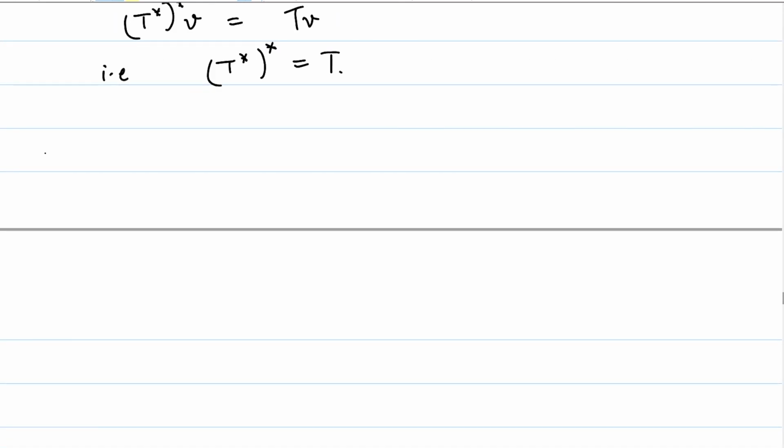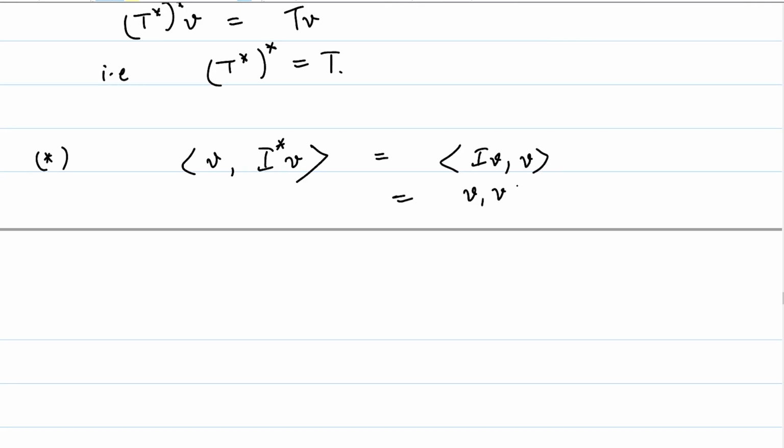Some more basic questions. What is the adjoint of the identity, I star? Again, let's look at I star. Now, I is the identity map from V to itself. So this is an inner product in V. This is just going to be the inner product of IV comma V, which is equal to V comma V, which implies this is true for all V in capital V.